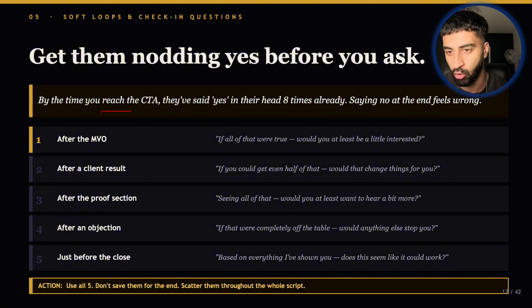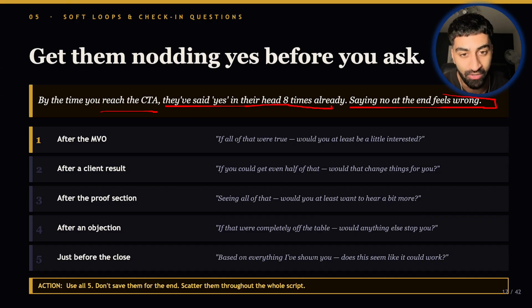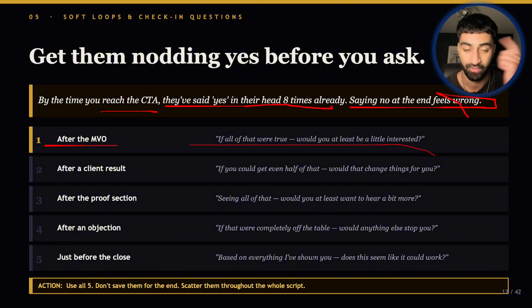By the time you reach the call to action, basically your big sell part, they've said yes in their head like 8 times already. Saying no at the end feels wrong. So it's a bit of a dark psychology right here. So after the MVO, all the way throughout, you want to be asking questions for them to say yes.